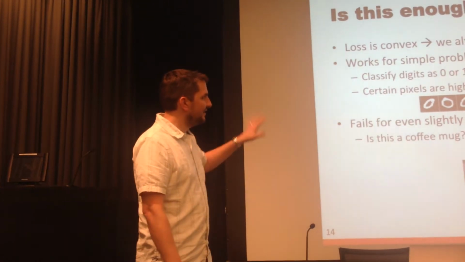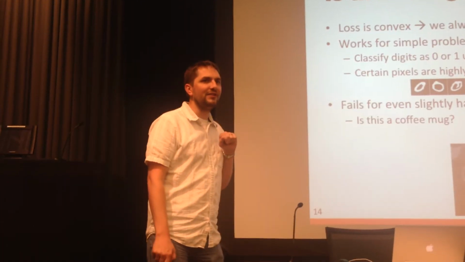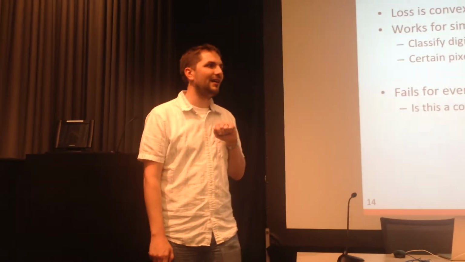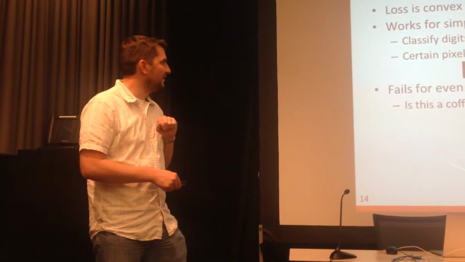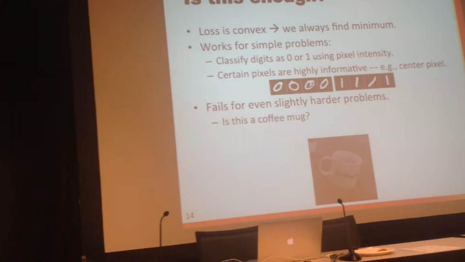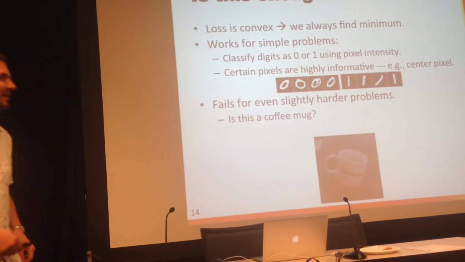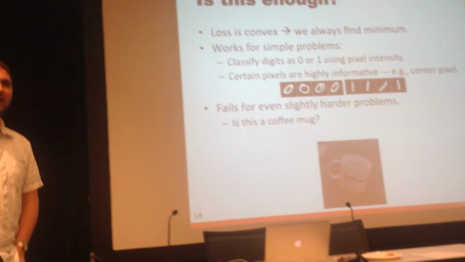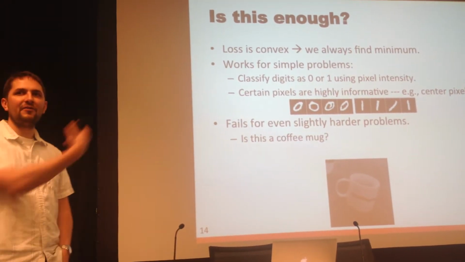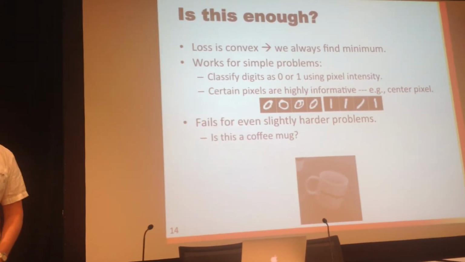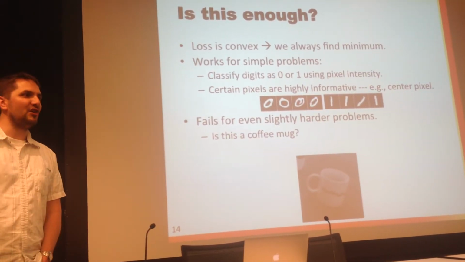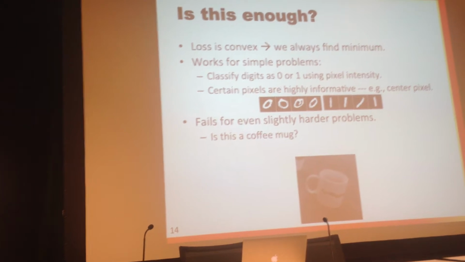So unfortunately, this actually fails for even slightly harder problems. So here's a much harder one, though. For example, if I give you an image that looks like this, can you classify this thing as a coffee mug or not a coffee mug? It turns out if you take the algorithm that I just described and apply it to images that look like this, with yes-no labels of whether it's a coffee mug, it will fail completely.